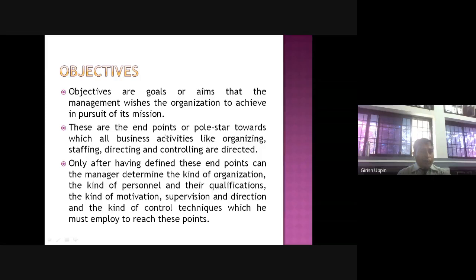These are the endpoints or pole star towards which all business activities like organizing, staffing, directing, and controlling are directed. So these are like endpoints. All the activities, you talk about all the activities of the management, it is directed towards meeting the objectives. Whatever we do is to meet the objective.